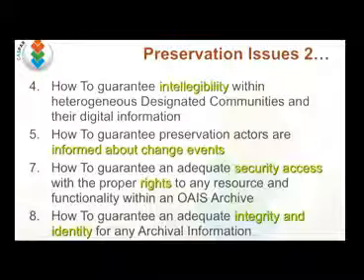We could also discuss about how to guarantee the preservation actors are informed about change events and the security access, the rights, the integrity and the identity of any archival information.